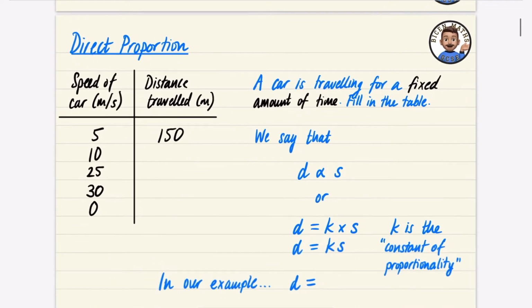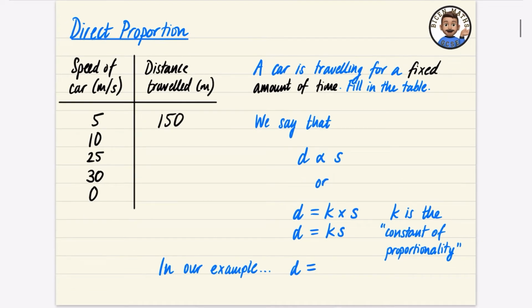So let's have a look at direct proportion in a bit more detail with some numbers. And we're going to stick with this idea of a car which is traveling for a fixed amount of time. And we're going to try and fill in this table. So if we had that the speed of the car was 5 meters per second and it's traveling 150 meters, we can think about some of these other things that we would fill in the table. So if it's now traveling at 10 meters per second, it's traveling twice as fast. Remember, it's going for a fixed amount of time. It's probably going to travel twice as far. So that thing has doubled, which also means that this thing has doubled over here.